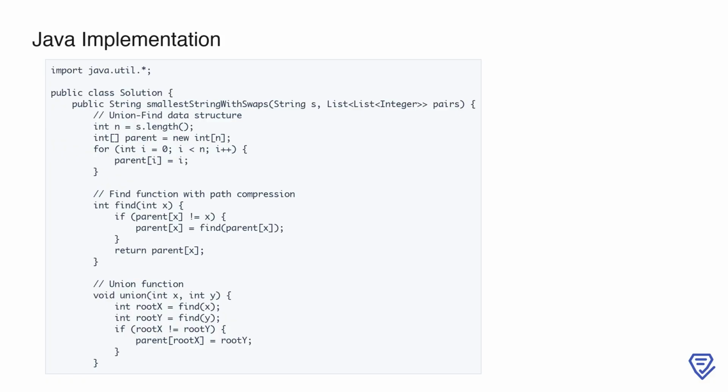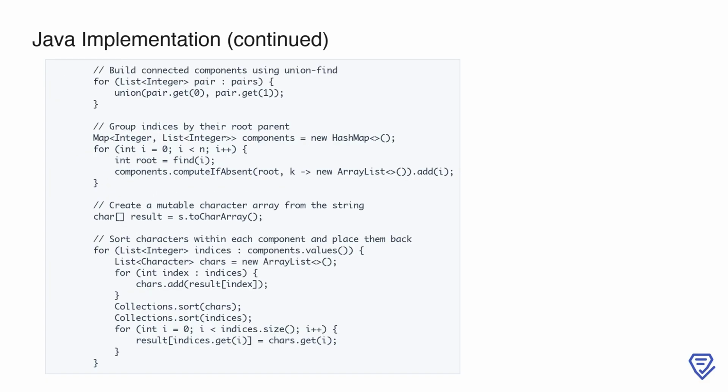Next, we implement the find function, which determines the root parent of a given node. This function uses path compression to optimize future lookups by ensuring that all nodes in the path directly point to the root. Finally, we define the union function, which connects two nodes by assigning one root as the parent of the other. This ensures that nodes in the same connected component share the same root parent, which is essential for grouping indices together later in the solution.